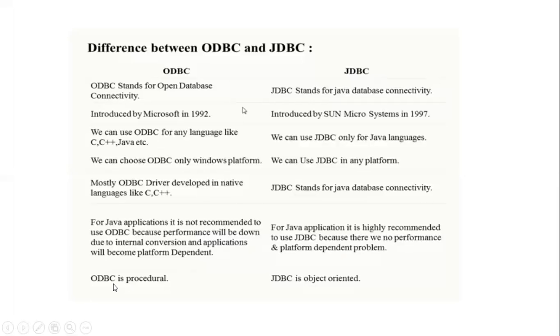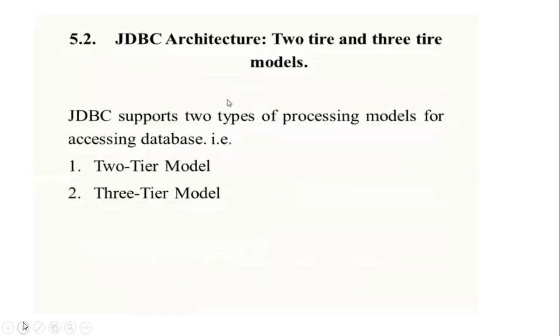One more point is there: ODBC is procedure oriented, that is procedural, whereas JDBC is object oriented. So ODBC is procedural, while JDBC is object oriented. So this is the difference between ODBC and JDBC. Then we will see the last point, that is JDBC architecture.